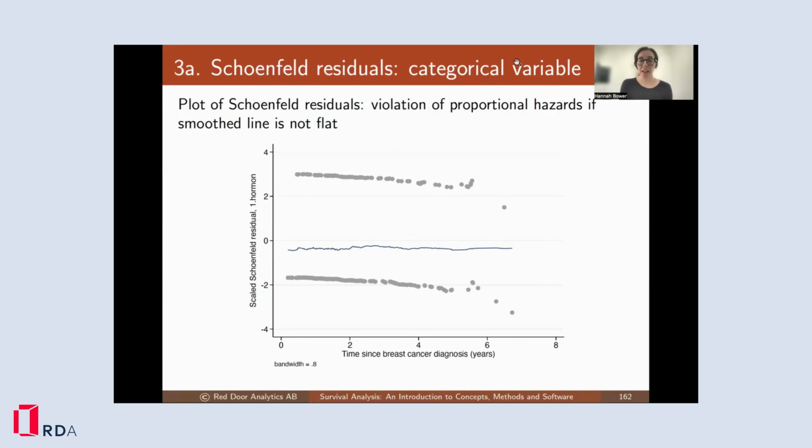So here I show you for a categorical variable, and we see we've got two separated lines of residuals here representing the category. So it's maybe less interesting to look at these in a continuous variable. And we see there's the smooth line, which looks, I would say, quite flat.